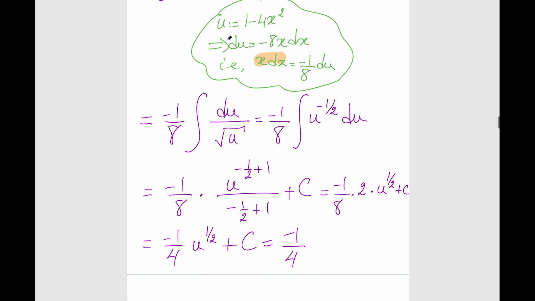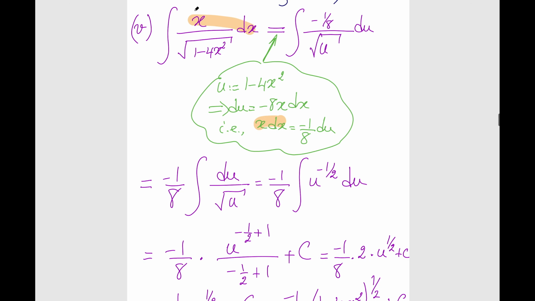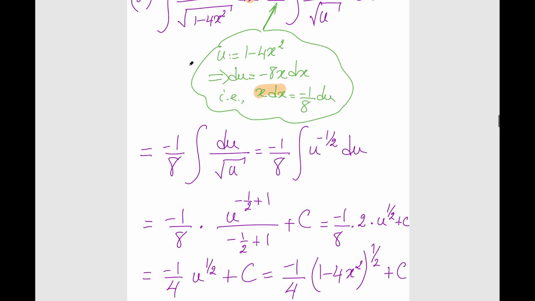What's u? U was 1 minus 4x squared, to the power 1/2, which means square root of that guy, plus c, right? This means square root of 1 minus 4x squared plus c. But this is a good representation of the answer. If you want to see if your work is correct, differentiate this primitive, differentiate this guy. You should get this integrand, right? Okay.